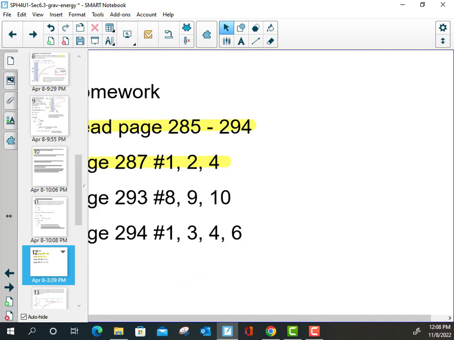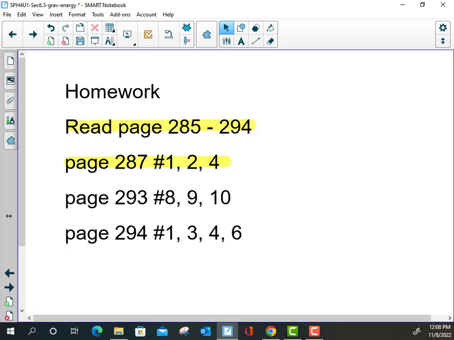We'll leave the next part. If you could just take a read of the chapter, that would be awesome. And then when we're in person, we'll do the follow-up on that, but it'll be much easier if you've read it once. And then if you could just try the 3 questions on 287 and leave these for the next day.